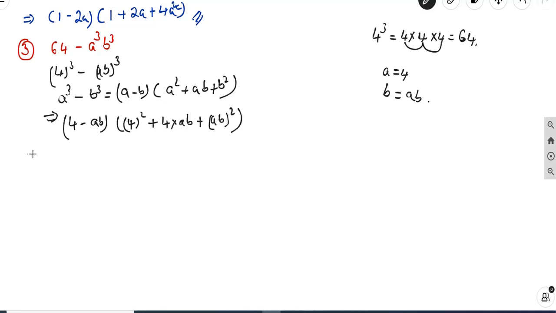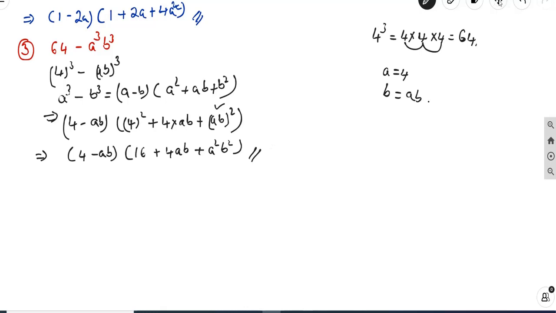So I can write this as 4 minus ab. Open the bracket. 4 4s are 16, plus 4 into ab, that becomes 4ab, plus a square b square, because it is ab whole square. So this is the answer for problem 3.